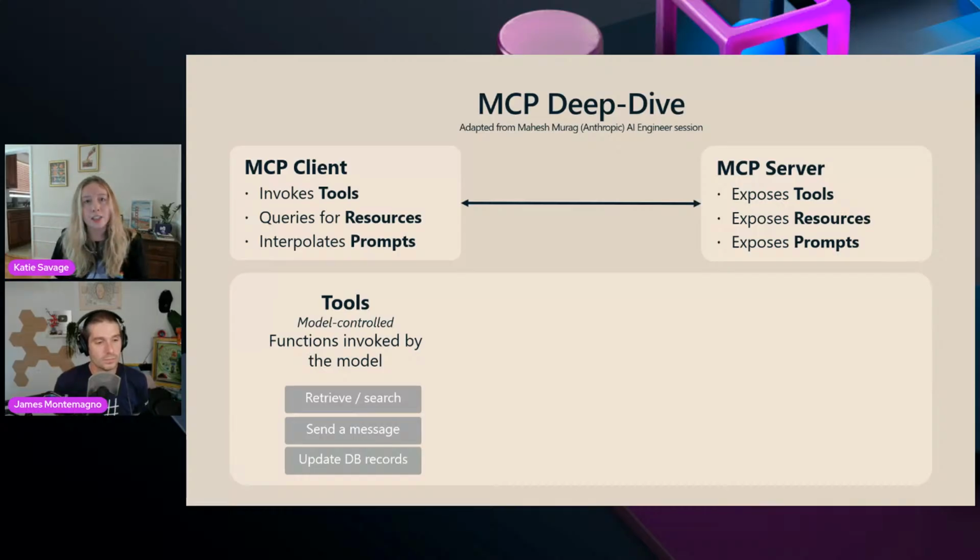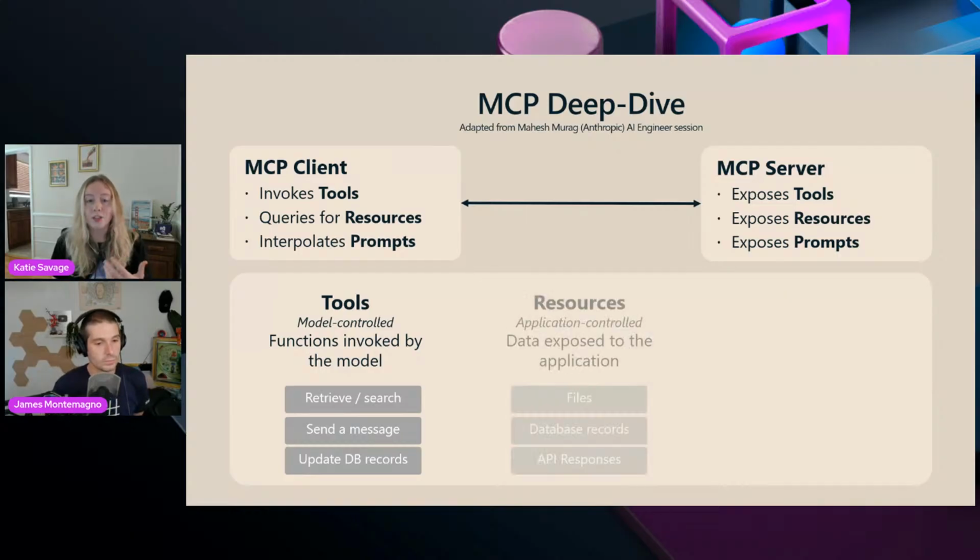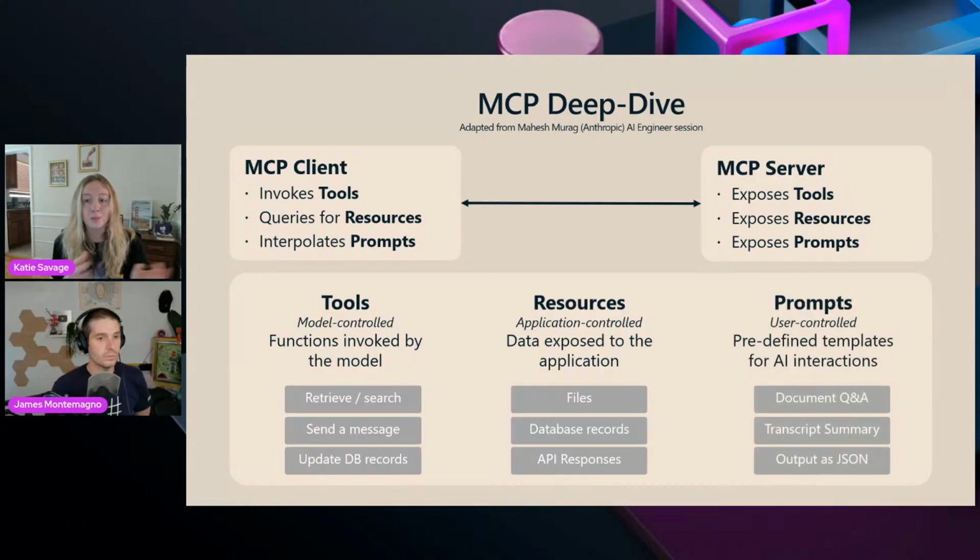These are kind of like functions that the LLM can invoke to perform actions or get data, but it's not the only thing that you can do with MCP servers. It has more features, including resources and prompts. And we're going to go a bit deeper into each of those different things.